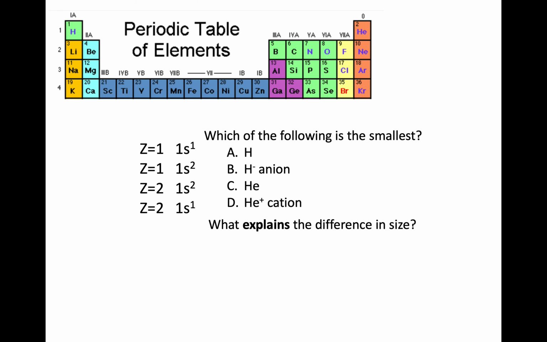In order to answer this, I'd first begin by keeping track of what I have present. How many protons and what is the electron configuration? That would lead me to say that the helium plus cation is the smallest and the hydride anion is the largest. Do you agree? Do you have questions on that?